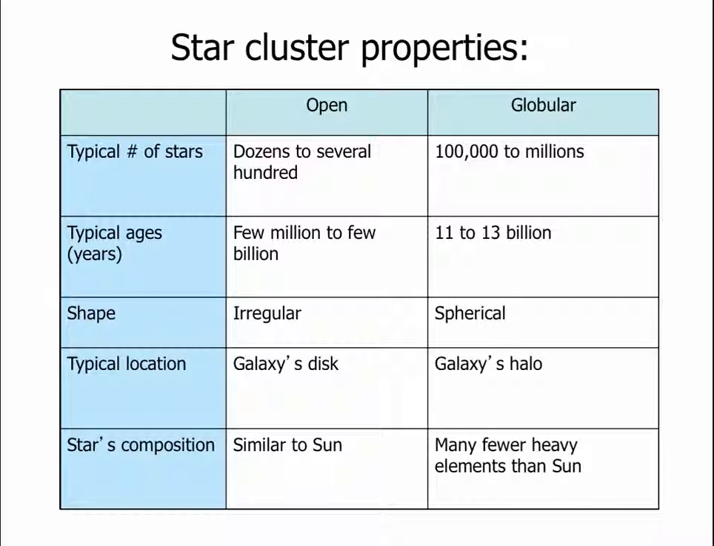So in summary, there are huge differences between these two types of star clusters, open star clusters and globular star clusters. Their Hertzsprung-Russell diagrams look different. They have different stars in them, different masses of stars in them. They're located in different places. They have different numbers of stars. They're made out of slightly different compositions. They're really two completely different types of objects.